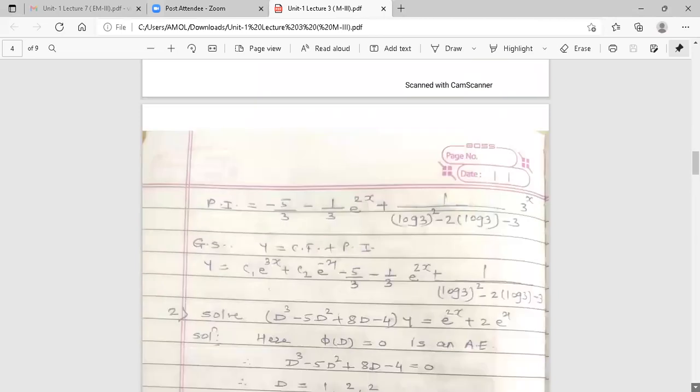And then in the last, the general solution is y is equal to CF plus PI. So y is equal to c1 e raised to 3x plus c2 e raised to minus x minus 5/3 minus 1/3 e raised to 2x plus 1 upon log of 3 whole square minus 2 into log of 3 minus 3, into 3 raised to x. This is the general solution for the given LDE.